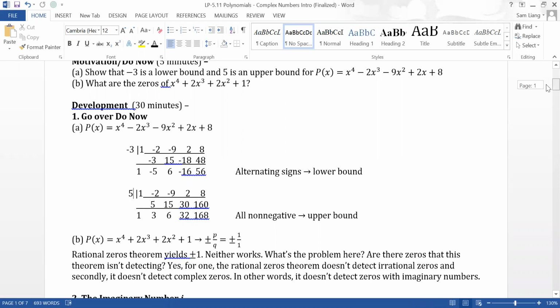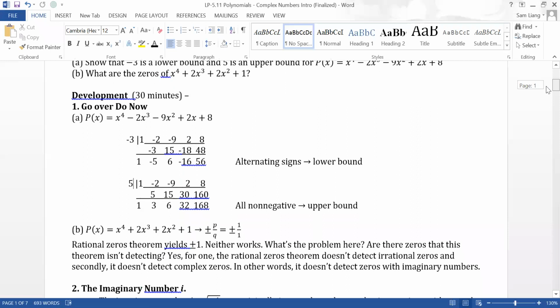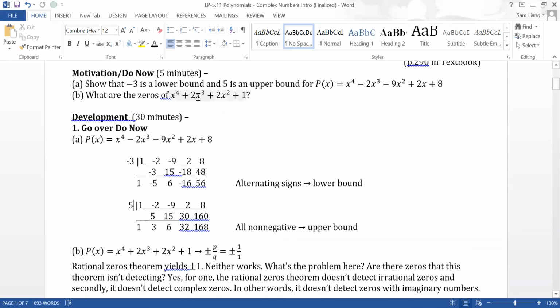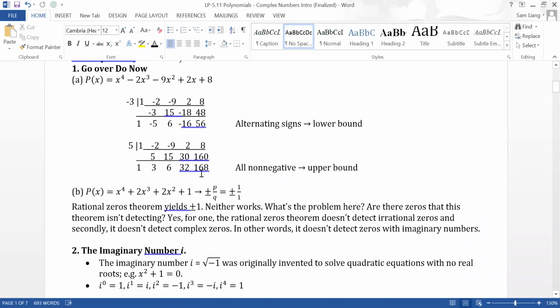For part B, this is a different polynomial. And this question was asking for what are the zeros of this, right? So initially, as we've been doing, we're going to first use the rational zeros theorem, plus minus p over q. In this case, the factors of the constant term, just 1, and the factors of the leading coefficient, also just 1. So therefore, it's plus minus 1 over 1. Those are the possible rational zeros.